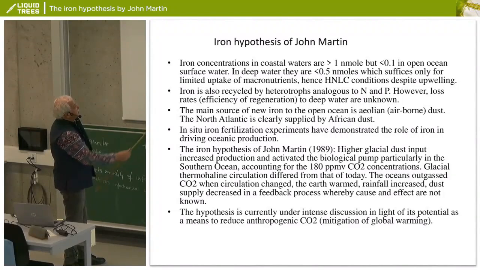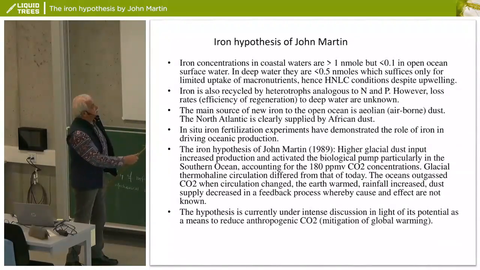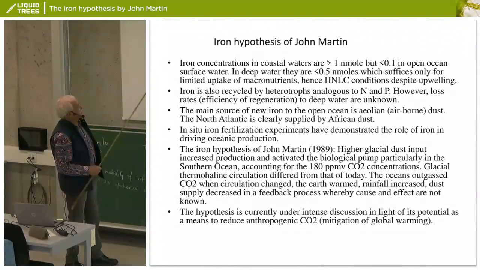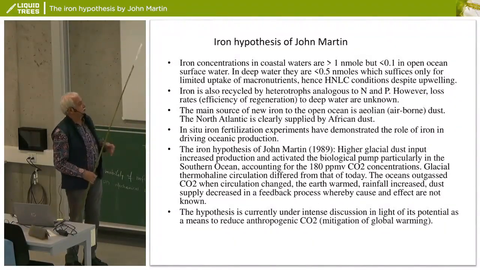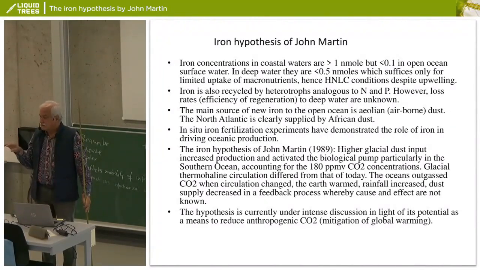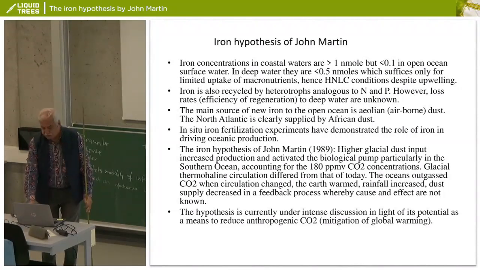So higher glacial dust input increased production and activated the biological pump, particularly in the Southern Ocean, accounting for the 180 ppmV, V is for volume, CO2 concentrations. And glacial thermohaline circulation differed from that of today. The ocean outgassed CO2 when circulation changed. The earth warmed, rainfall increased, dust supply decreased in a feedback process whereby cause and effect are not really known. What started them and what stopped them is not really known, but what maintained the glacial period or the interglacial is known, or was postulated by him.